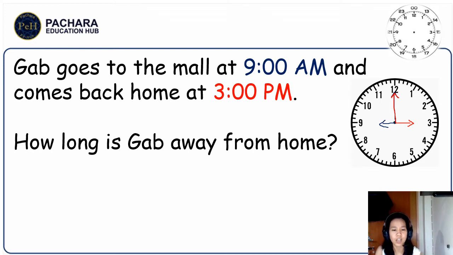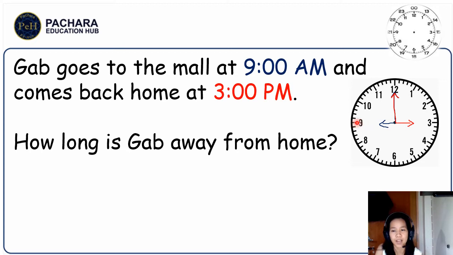Now, again, we have two options, counting or subtracting, right? Or adding. For this one, the solution is either counting or subtracting, because we need to count how many hours and minutes Gab is away from home. That's why subtracting. Okay, so for counting, let's count from 9 o'clock to 3 p.m.